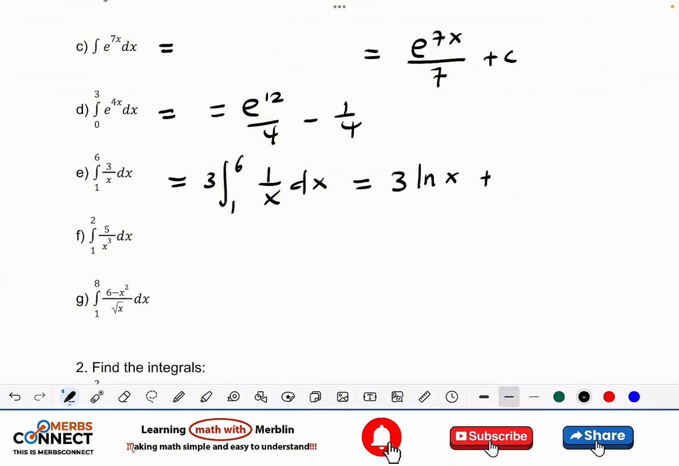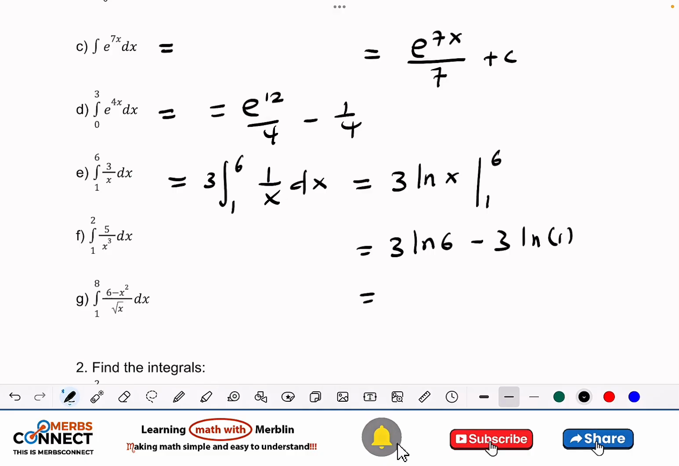we can decide not to put the absolute value. So now we put from 1 to 6, and then 3, I put the 6 in, I have ln 6, minus 3, then I put the 1 inside, and I have ln of 1. But I know that ln 1 is equal to 0, so I'm going to just have 3 ln 6 minus 3 times 0, and this is going to give us 3 ln of 6.